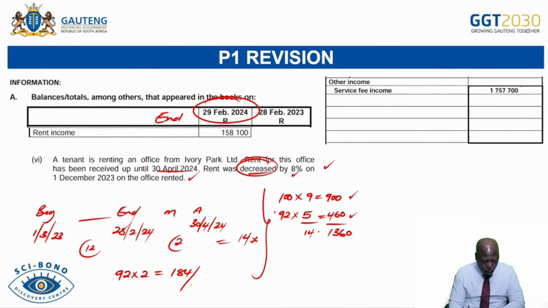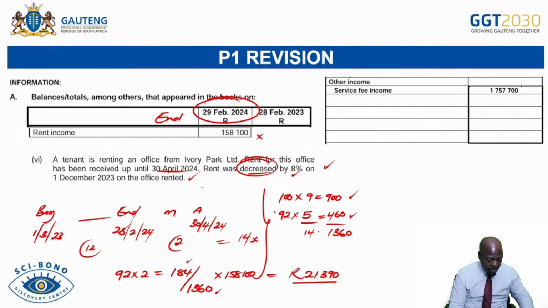I have 1,360. And then I multiply this by the total, which is my 158,100. And if I punch that in my calculator now, how much do I get? If I say 184 over 1,360 multiplied by 158,100, I should get 21,390. That is my income received in advance. Income received in advance for the month of March and April.